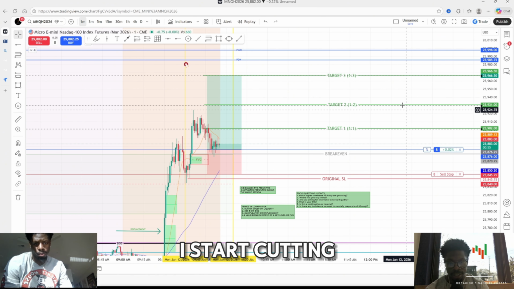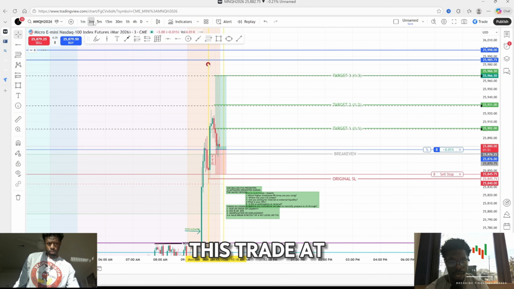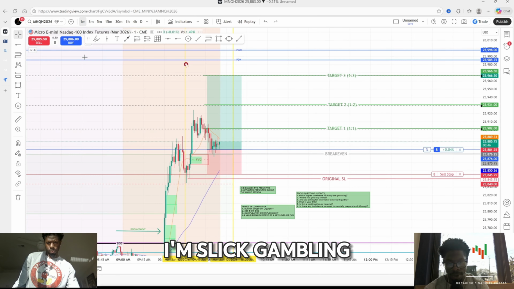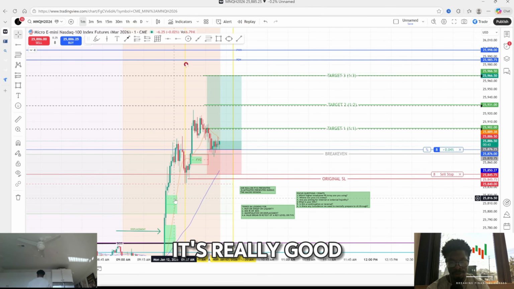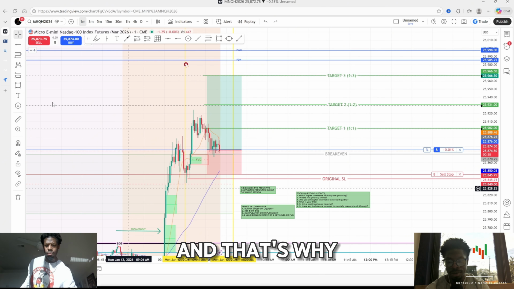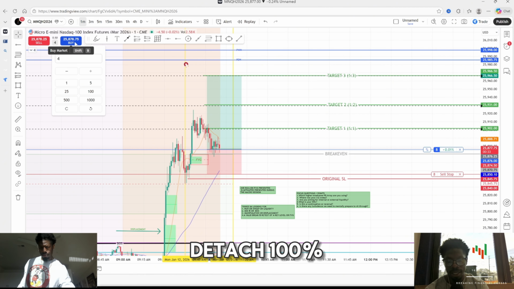So I believe I start cutting my stops in half and planning to scale out of this trade at 1-to-1, just because I know I'm slick gambling right now. I'm not gonna cap. It's really good technical analysis, but based on my heavy sizing, I'm slick gambling, and that's why I can't just walk away and detach 100%.